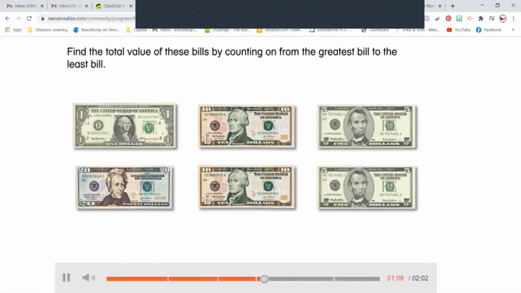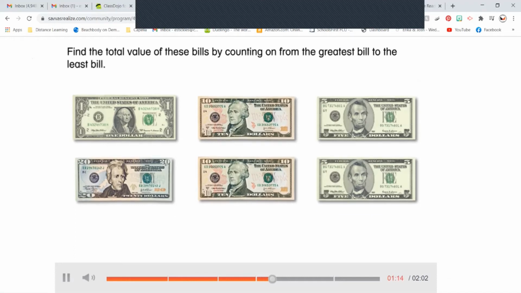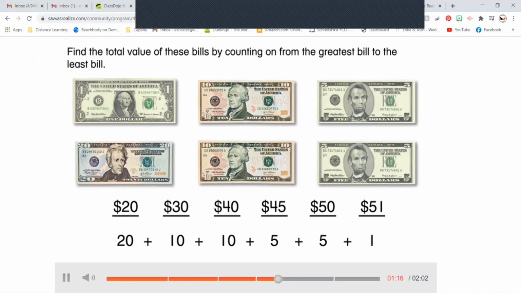Find the total value of these bills by counting on from the greatest bill to the least bill. Maria counted on like this: $20, $30, $40, $45, $50, $51. Maria has $51.